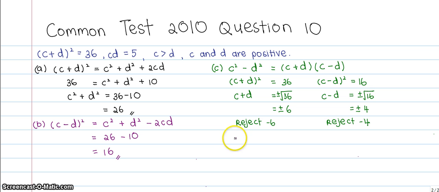Okay, let's go back to c² - d². c² - d² equals (c + d) times (c - d). c + d equals 6. c - d equals 4. This gives us 24.